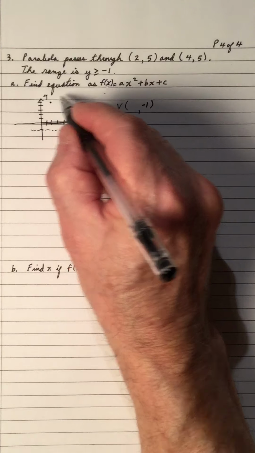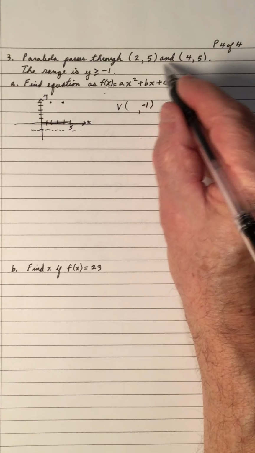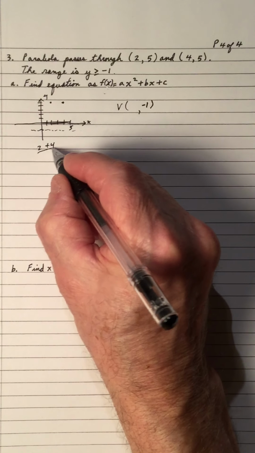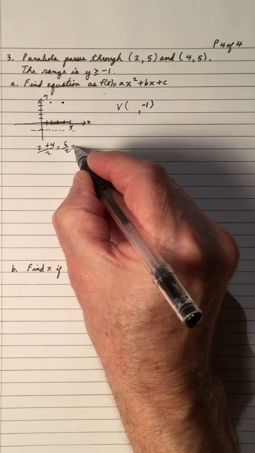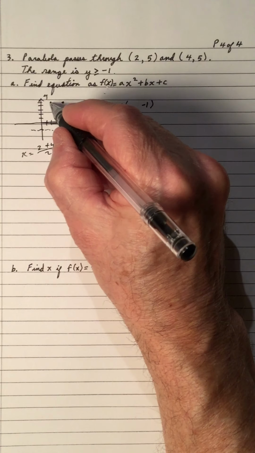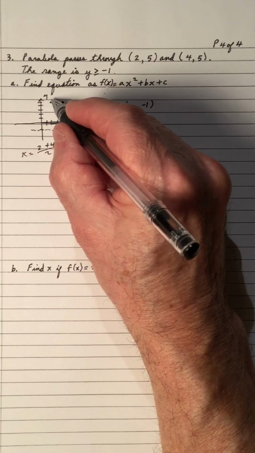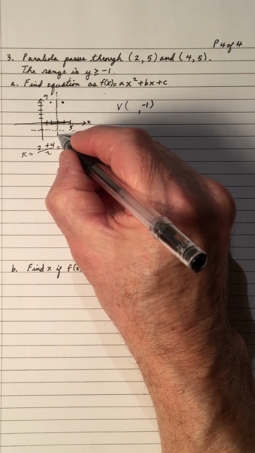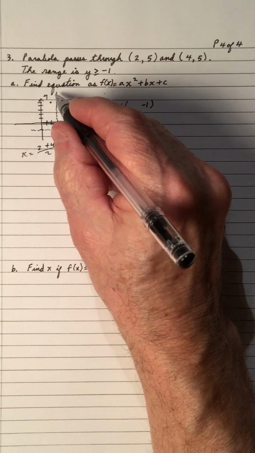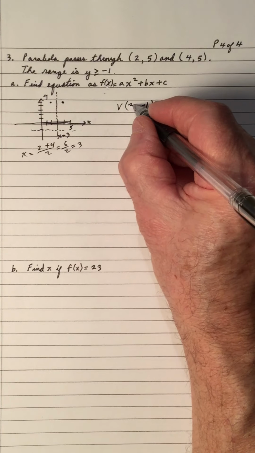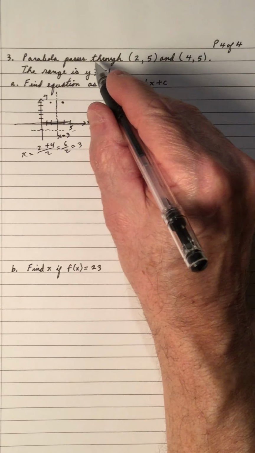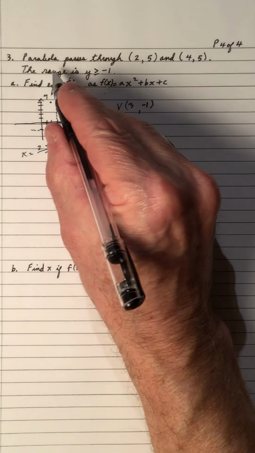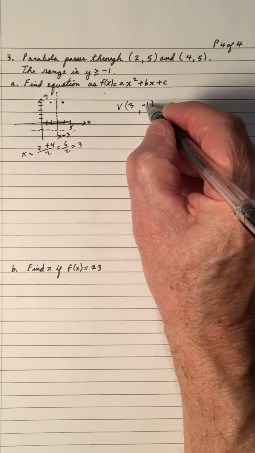Okay? Notice that these 2 points have the same y values of 5. Notice the x is 2 and the x is 4. If we add them together and divide by 2, we'll get 3. Because these 2 points have the same y values, right in the middle is the axis of symmetry, x equals 3. That's the x coordinate of the vertex, between the 2 and the 4. And the range gives negative 1, the y value of the vertex.